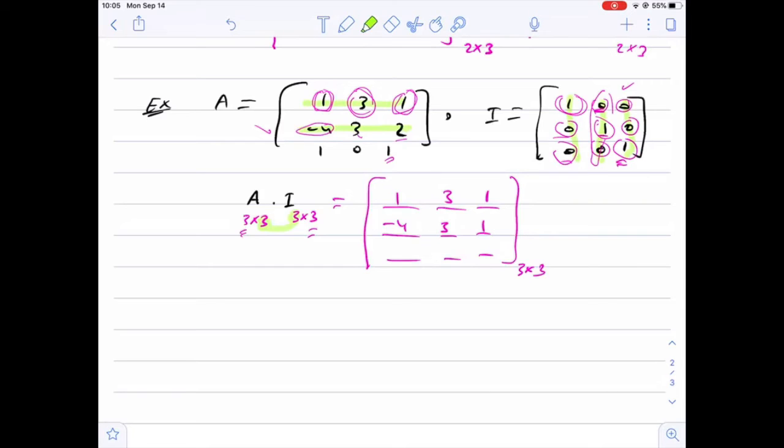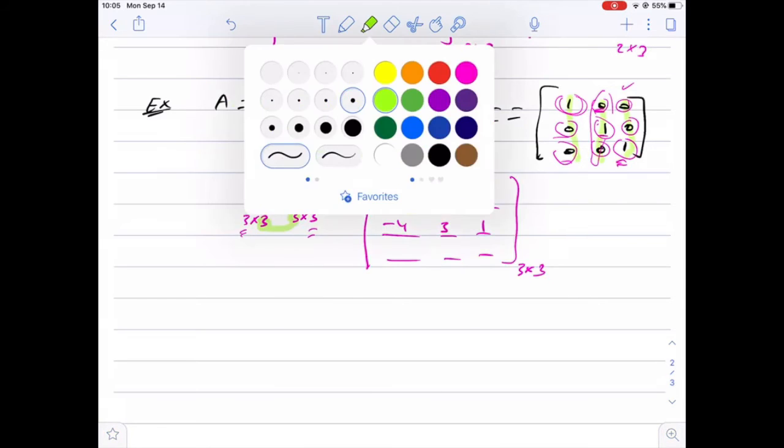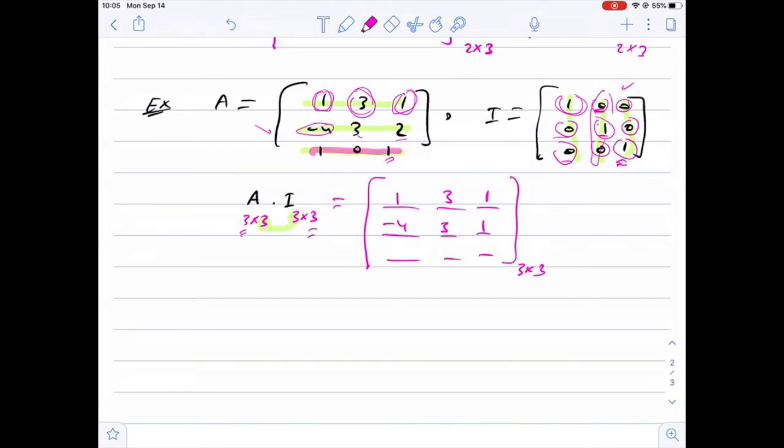And then we do the same thing for the third row. So for the third row we need to multiply it first by the first column.